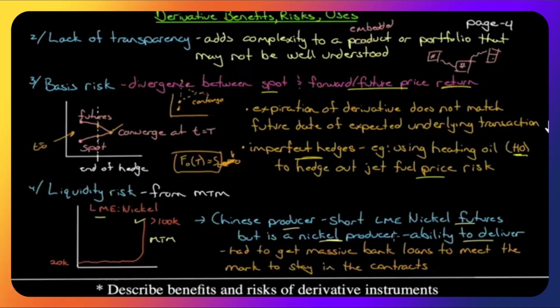And by the time he was ready to deliver the nickel, you might have had something do this, which means he was hedged. He lost all his money because of mark-to-market settlement. The price came down, and he delivers for 20,000 and just walks away with billions of dollars in losses because of this. So you need liquidity. You need to be able to meet the mark-to-market every day. So he had to get massive bank loans to meet the mark just to stay in the contracts.